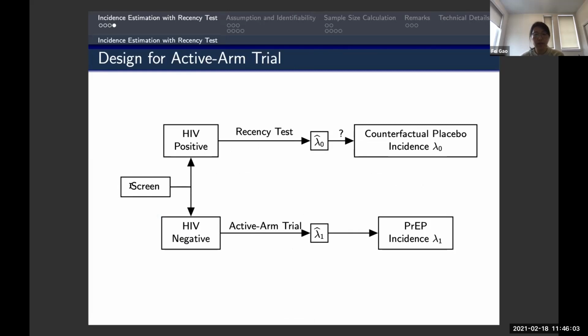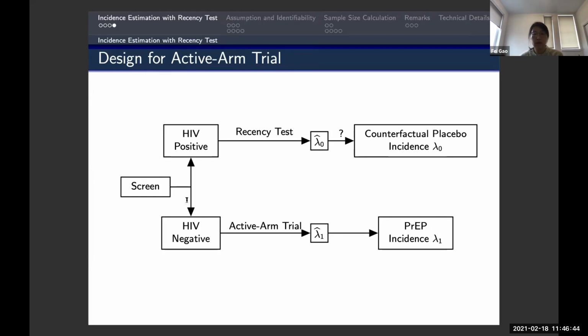Particularly, suppose that in the screening population, we have HIV positive subjects and HIV negative subjects. Intuitively, for those HIV negative subjects, we will enroll at least a proportion of them into this active arm trial, and then we will follow them up for a period of time such that we observe an incidence. So this lambda 1 hat will be indicative of the trial population receiving this active PrEP intervention. We call it the PrEP incidence, lambda 1. In that case, it is really simple: this lambda 1 hat will serve as an unbiased estimate of this lambda 1.